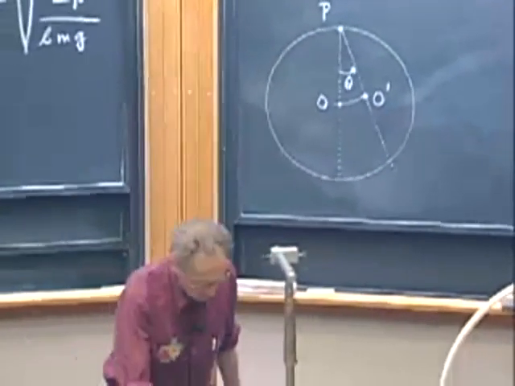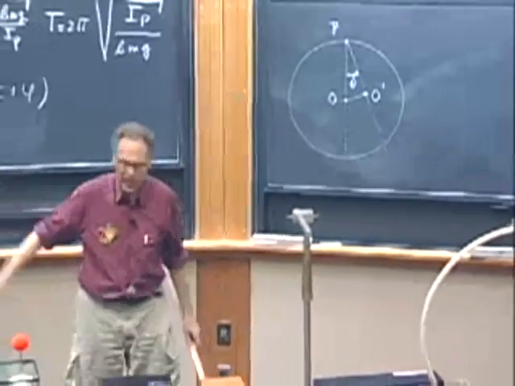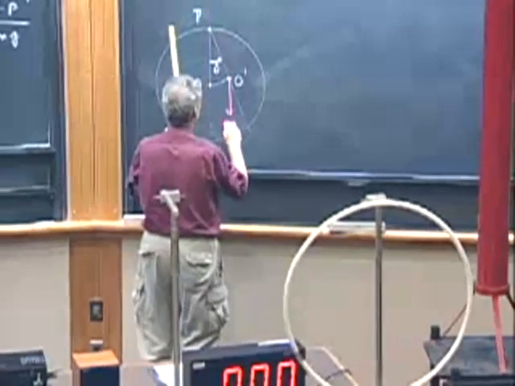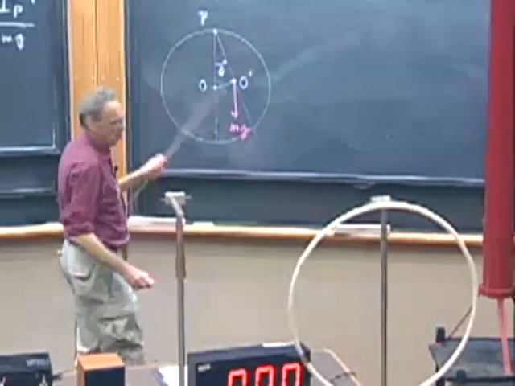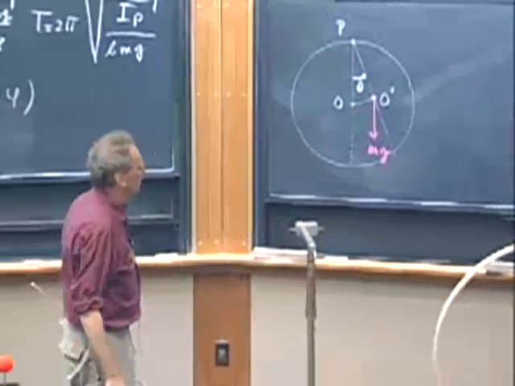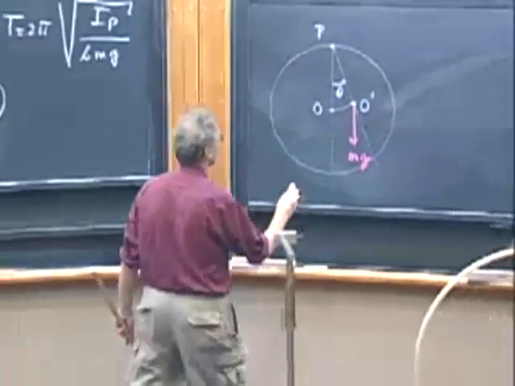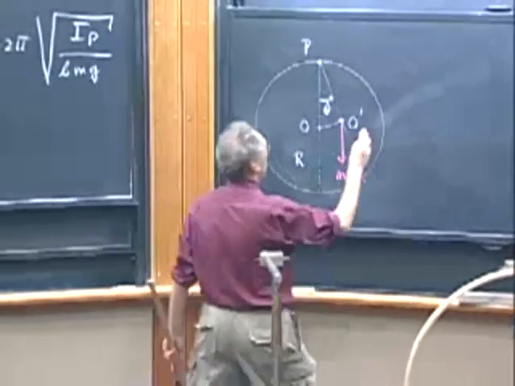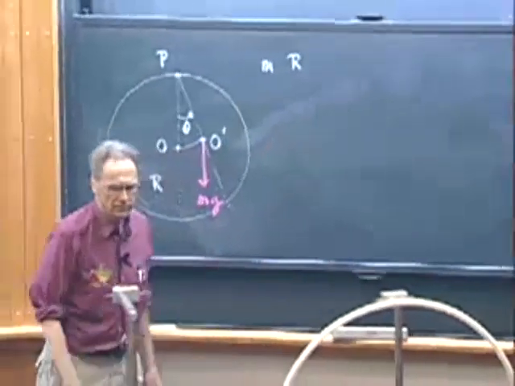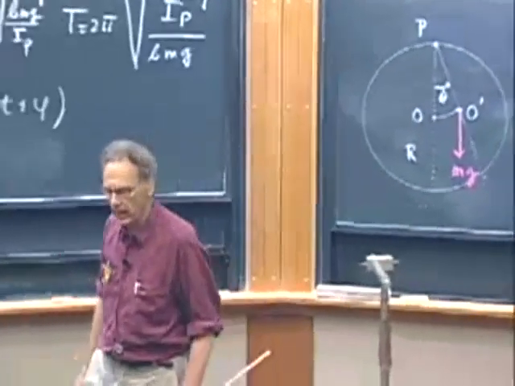And so in analogy with what we did there, we have here the force mg. And the derivation is identical. We don't have to go over that again. And the radius is r. And m is given if you need it. And r is given. I'll show you what these numbers are later.